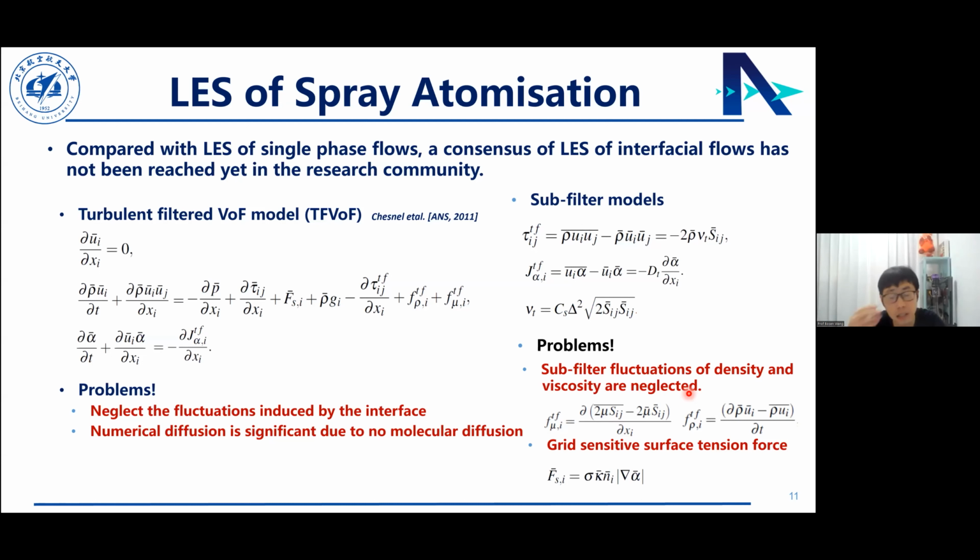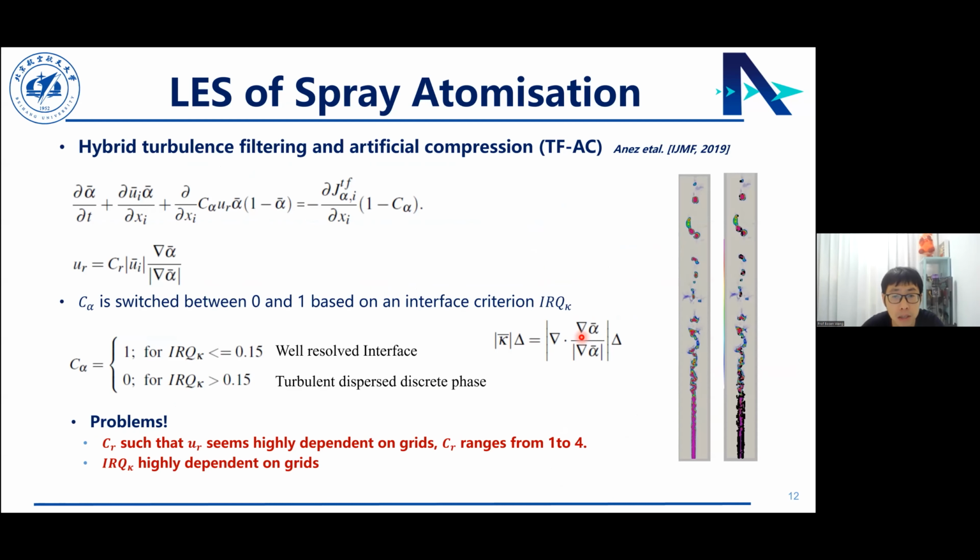Another method is to compensate for the TF-VOF method. It's called the TFAC method. It's turbulence filtering and artificial compression. That means, okay, they don't think only the turbulence filtering or turbulence viscosity models can model the subfilter flux.